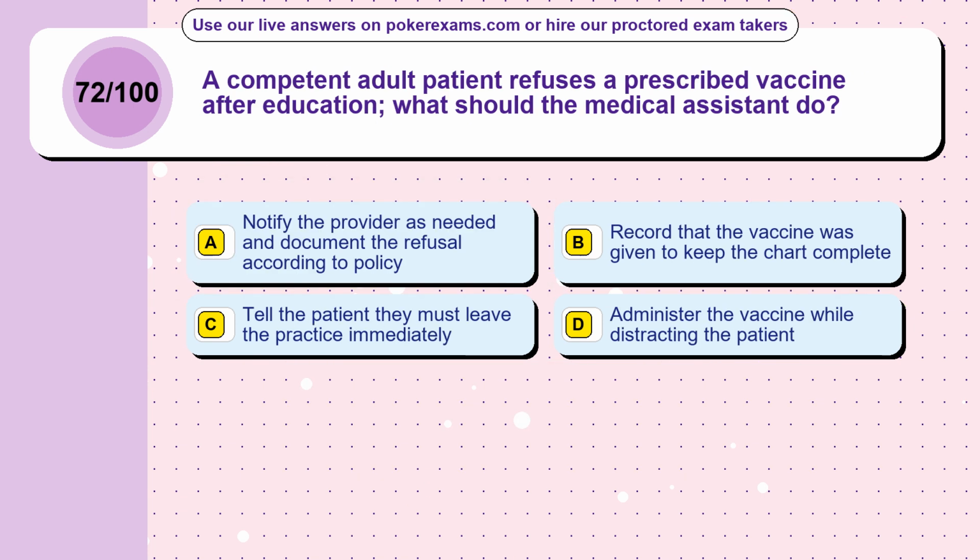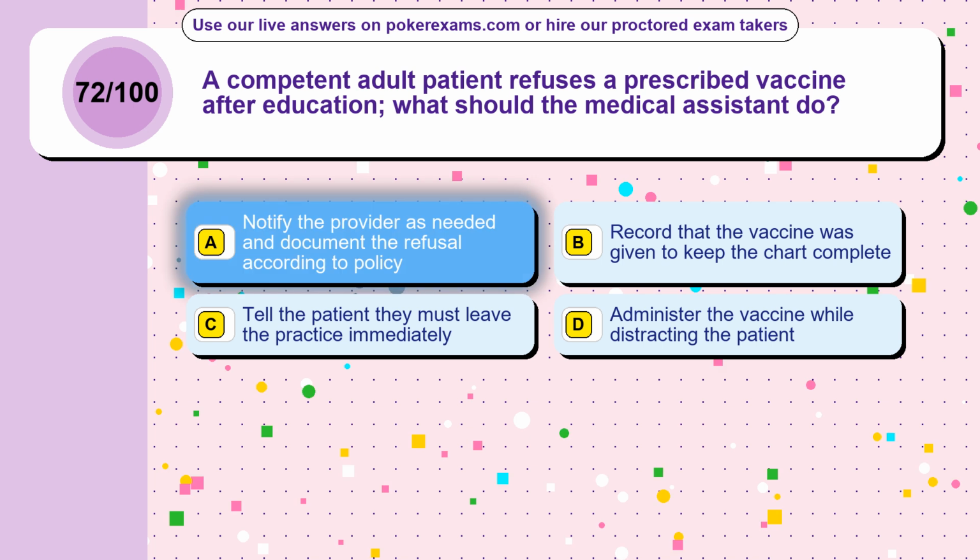Question 72. A competent adult patient refuses a prescribed vaccine after education. What should the medical assistant do? Option A. Notify the provider as needed and document the refusal according to policy. Option B. Record that the vaccine was given to keep the chart complete. Option C. Tell the patient they must leave the practice immediately. Option D. Administer the vaccine while distracting the patient.